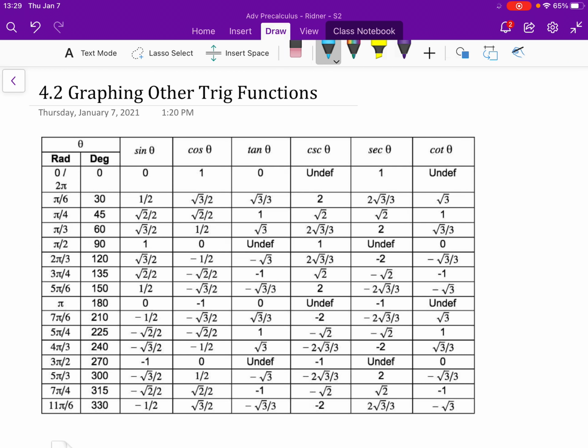I pulled this trig table off the internet. I just screenshotted it. Sorry, I should have cited my sources. Don't tell your English teacher on me.